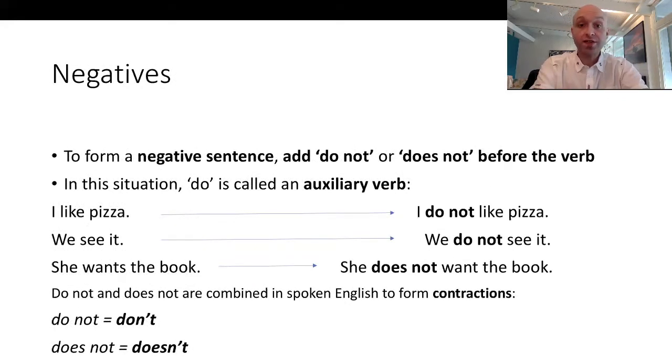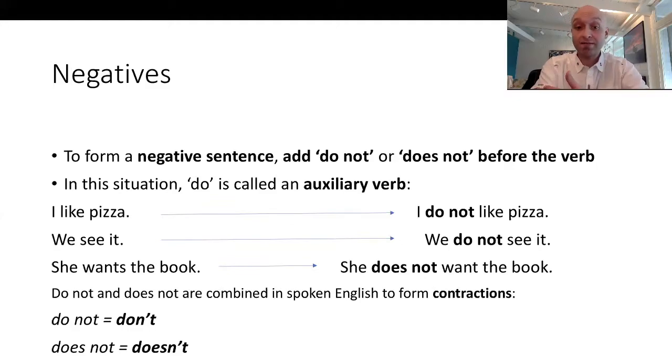To change a sentence from an affirmative to a negative, we add either do not or does not before the verb. In this situation, do is what we call an auxiliary verb, and we should start to become used to them because we will see them all over the language. Let's take a look at some examples.